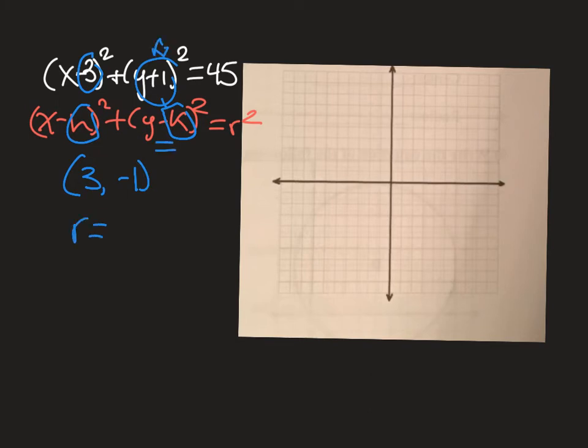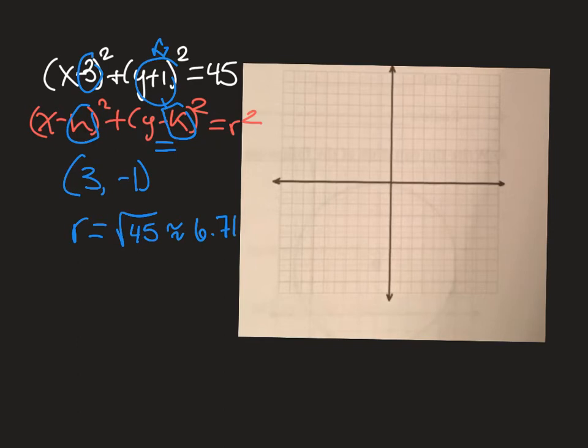And then my r is going to be the square root of 45, which we probably have to use a calculator to approximate the decimal so that we can sketch a graph. So I'm going to grab a calculator really quick. Which is approximately 6.71 or so.